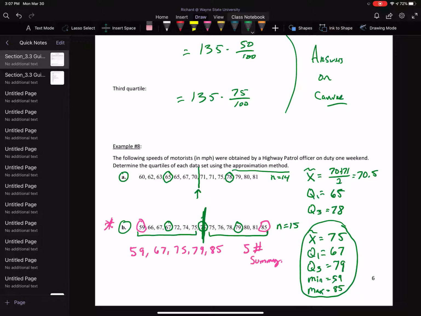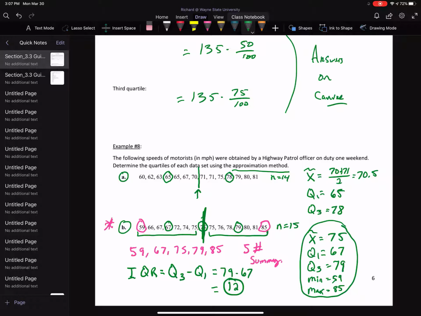Now we have something called the IQR. This is known as the interquartile range. That is Q3 minus Q1. Okay, so in this case, quartile 3 is 79 minus quartile 1, which was 67. And so what should we get? That should be 12. Okay, and sometimes that is helpful.